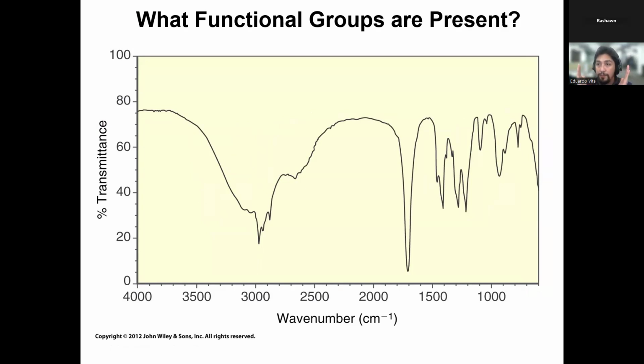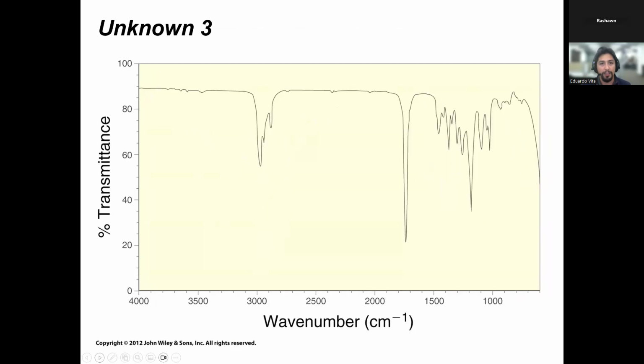If you don't see this very broad region of very high absorption with the little peaks at the bottom, it is not a carboxylic acid. Carboxylic acids are very distinct. It has to look like this or it's not a carboxylic acid. So now you see the difference between this one here and unknown number three that we were doing right over here. So you see how you don't have that broad peak? That's why it's not a carboxylic acid.